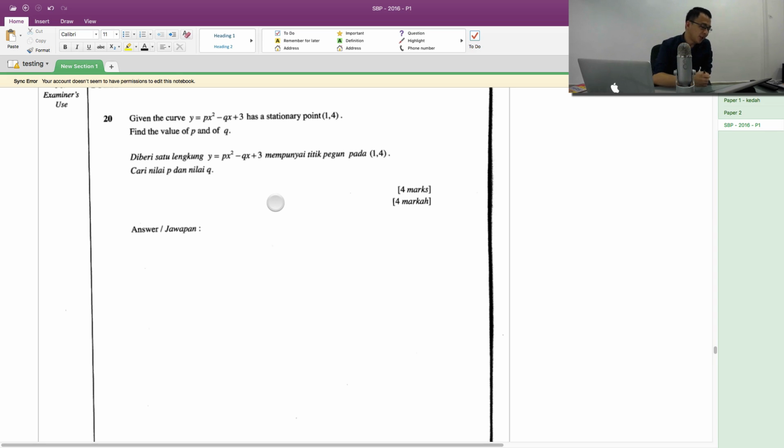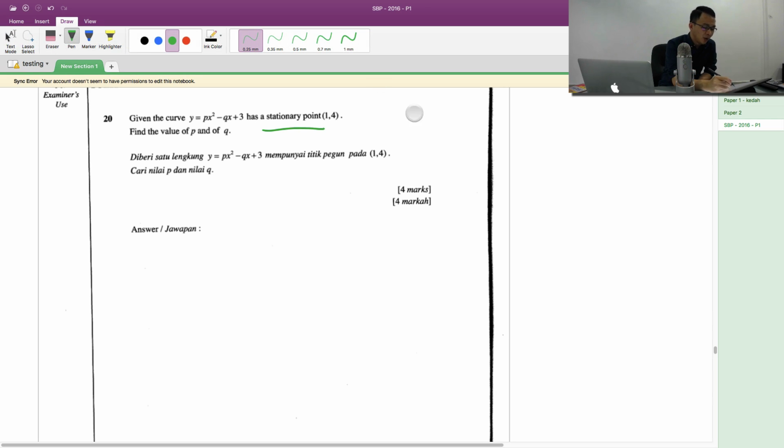Okay, question 20. Given that y equals px squared minus qx plus 3 has a stationary point, find the values of p and q. It shouldn't be too hard, because whenever we see a stationary point, we know dy/dx equals 0. So I will do dy/dx here. dy/dx should equal 2px minus q. Stationary point means the maximum, so it equals 0.